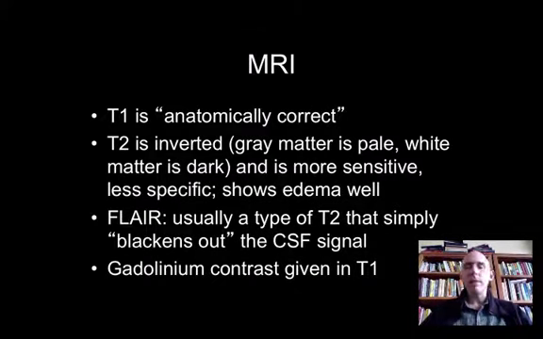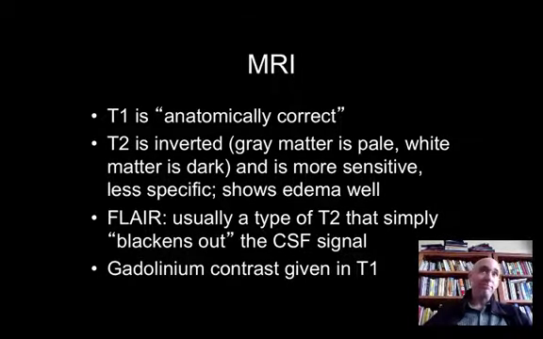Now, a quick review on MRI for the people who don't think about this every day. T1, when you're talking about brain, is, as Tarek Tihan would say, anatomically correct. Gray matter is gray, and white matter is, well, if not exactly white, it's at least paler than gray. T2, on the other hand, is inverted, so that gray matter is pale and white matter is dark. T2 winds up being the much more sensitive, but less specific sequence. It shows off edema very, very well.